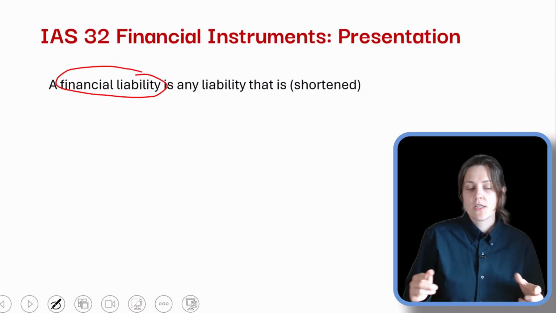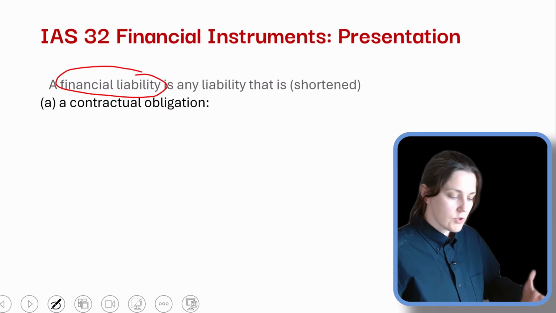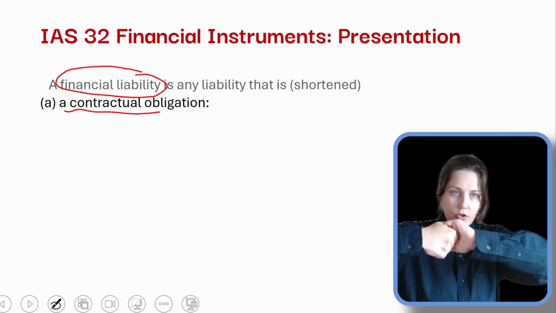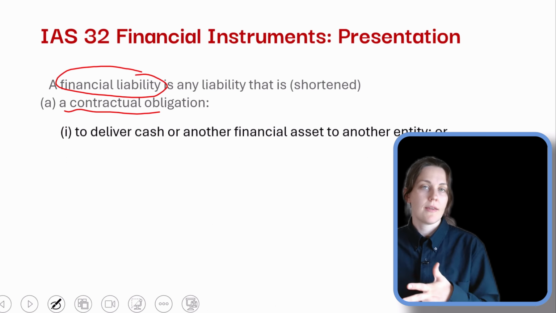A financial liability is supposed to be a contractual obligation. So when you are going to challenge whether this is a financial liability or not, you're going to see if there is a contract between 2 parties. Spoiler alert, when we are talking about Bitcoins, which looks like a financial asset, it's not a financial asset because there is no contract between 2 parties. To deliver cash or another financial asset to another entity.